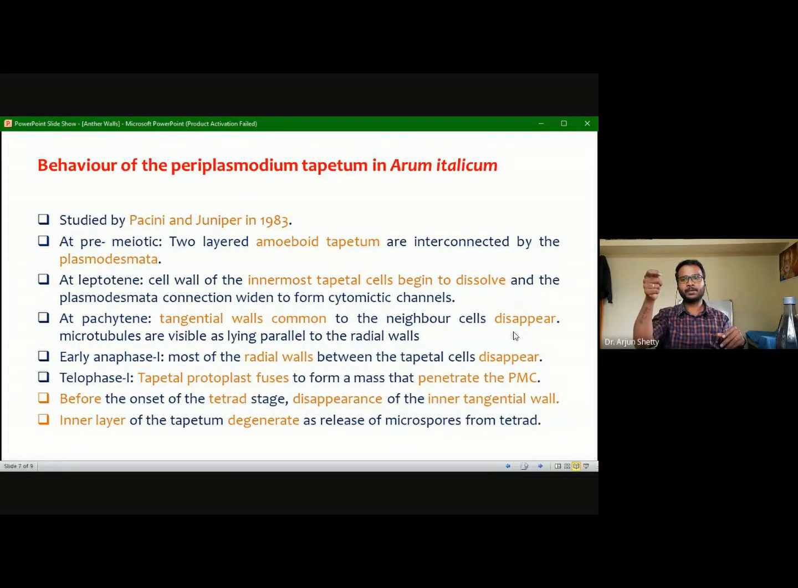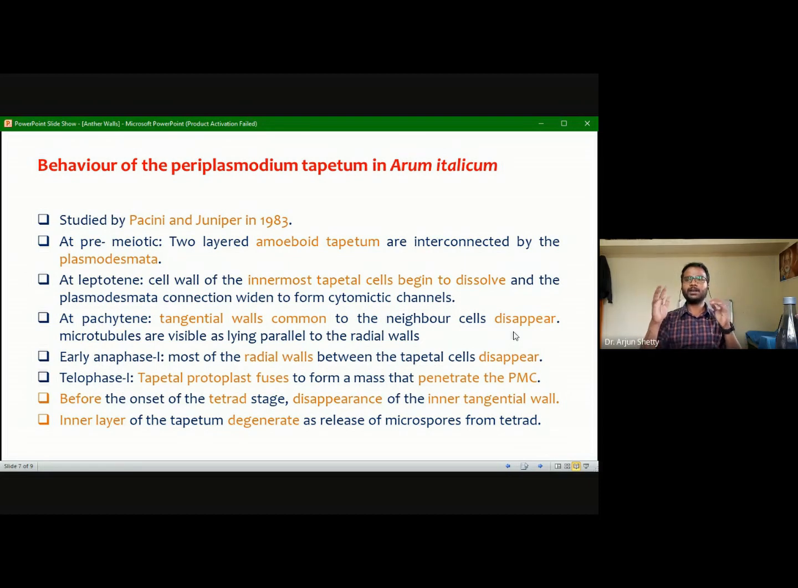And when the pollen mother cell is at the leptotene stage, I think you might have heard about prophase one, which has five substages. Can anyone tell me what those are? Leptotene is the first stage of the meiotic division, where the innermost tapetal cell begins to dissolve. The tapetum has an innermost layer, endothecium, middle layer, and the many-layered tapetum. The innermost is very near to the developing pollen mother cell or the microspores. This innermost tapetal layer is going to become dissolved, where the plasmodesmata connections widen to form cytomictic channels.